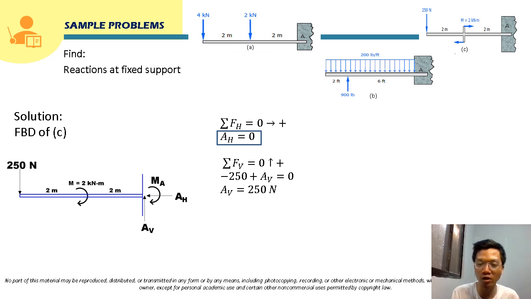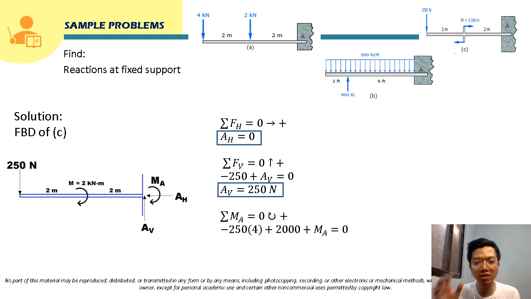Now, to solve for the reaction moment, we will take moment at point A. So taking moment at point A is equal to 0. So positive for clockwise rotation. For this 250 Newton force, its moment about point A will be 250 times its moment arm. This will be 2 meter plus 2 meter. That will be 4 meter. And its rotation will be counterclockwise, so it will be negative here.